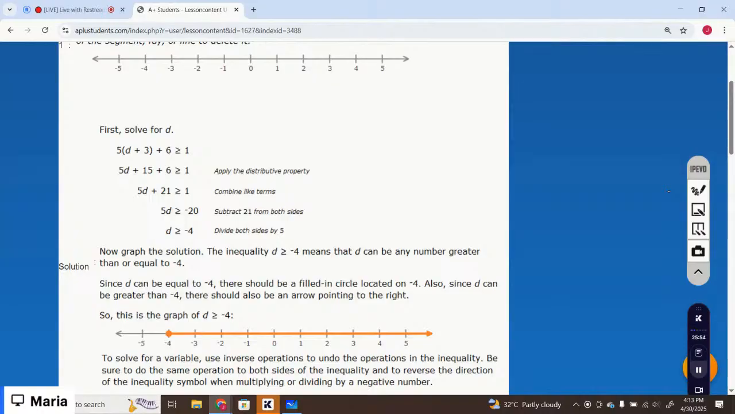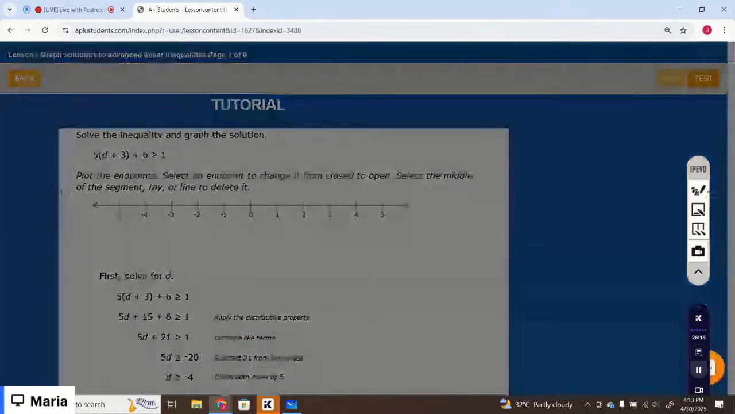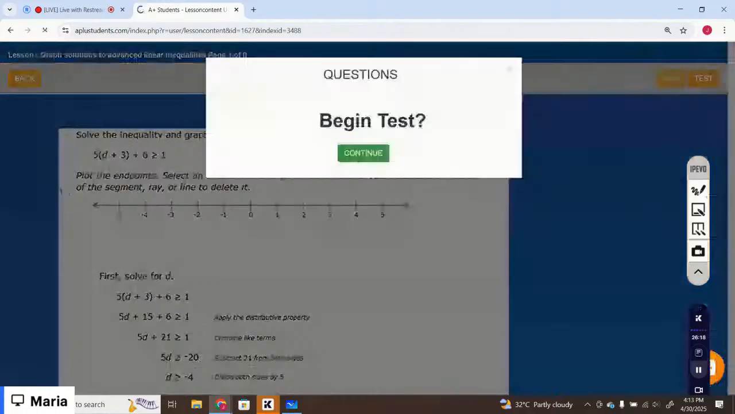So 5d is greater than or equal to negative 20. Divide both sides by 5. So d is greater than or equal to negative 4. So shade to the right side of negative 4, right? Okay, let's just start with the test questions.